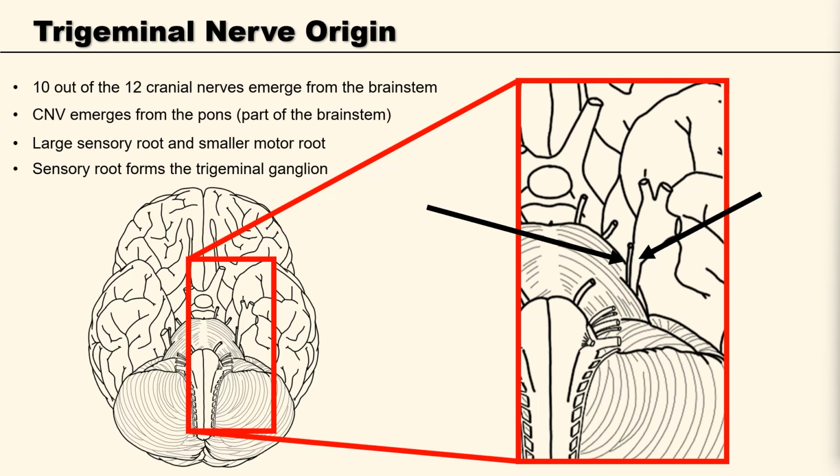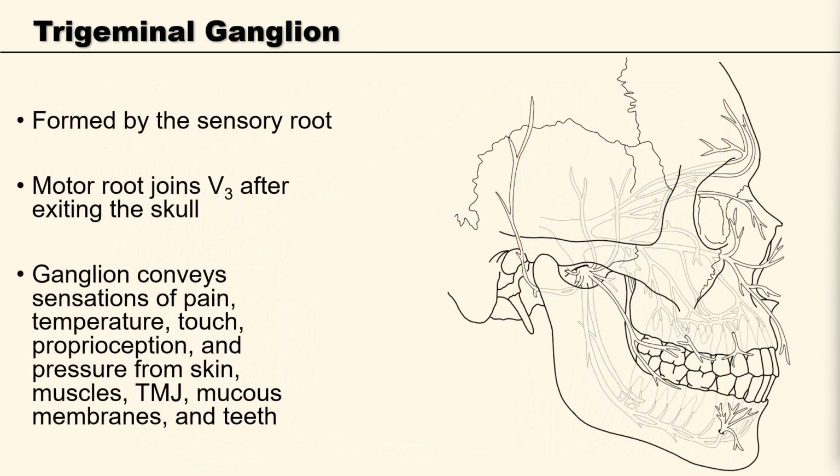Both roots exit the brainstem in a region known as the pons. The sensory root forms a ganglion of sensory cell bodies almost immediately after exiting the pons. This is known as the trigeminal ganglion. Let's have a reminder of that ganglion. The trigeminal ganglion is formed from the sensory cell bodies. It contains no motor fibres or motor cell bodies. There are no synapses between neurons in the trigeminal ganglion. Instead, the motor root travels alongside the sensory root and blends in with the sensory fibres after the third branch of the trigeminal nerve exits the skull.